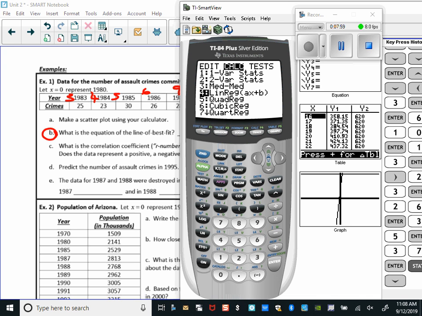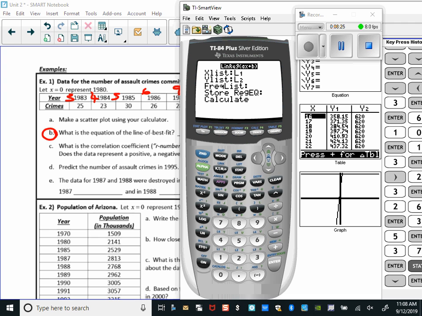Option number 4. Note I wanted, in this option, AX plus B. What does AX plus B look like? MX plus B, that's slope-intercept form. So I'm going to hit enter for my linear regression. When you're hovering over option number 4, just hit enter. Then you'll be on this screen right here. Remember, my X's were in list 1, my Y's are in list 2.